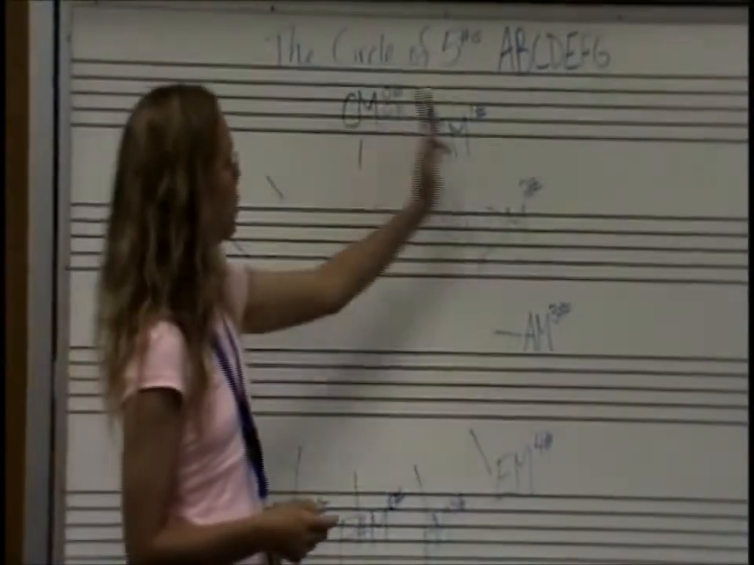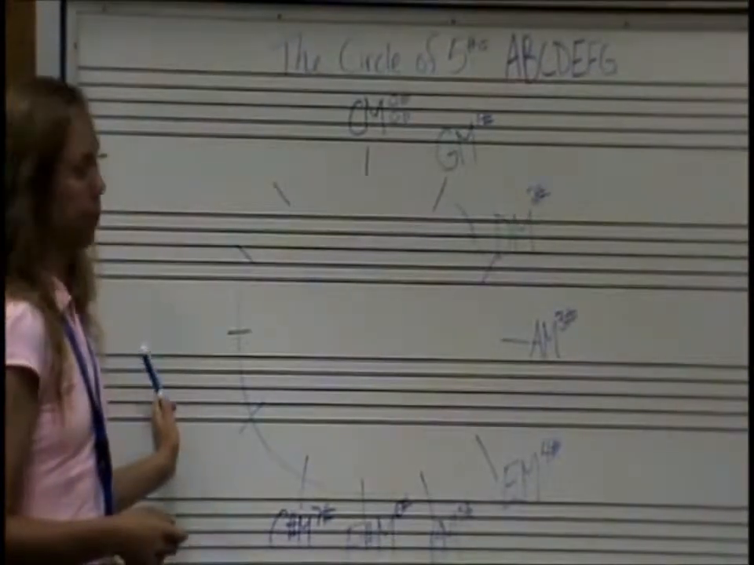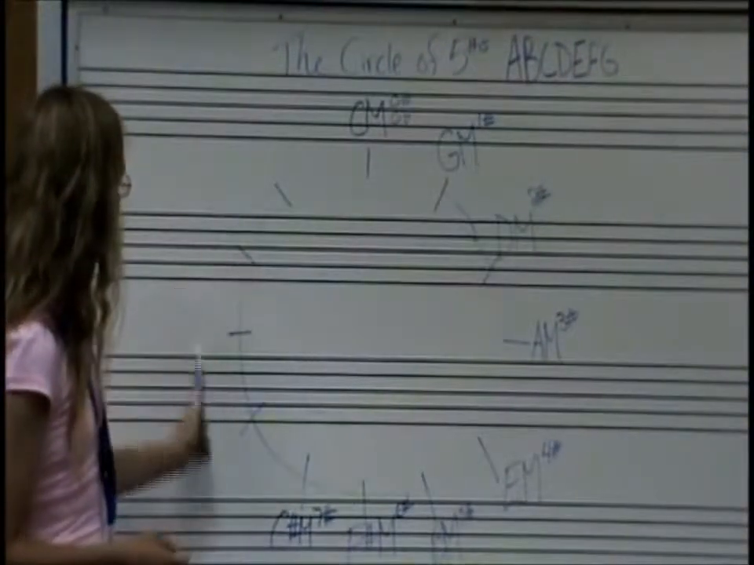So the right side is the sharp side. The left side is the flat side. But there's only 4 spots.